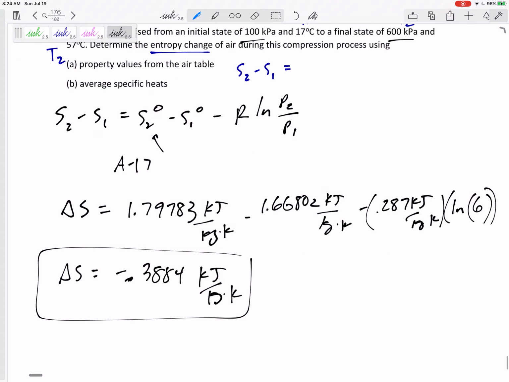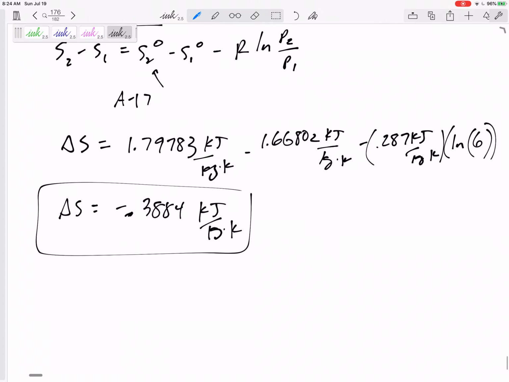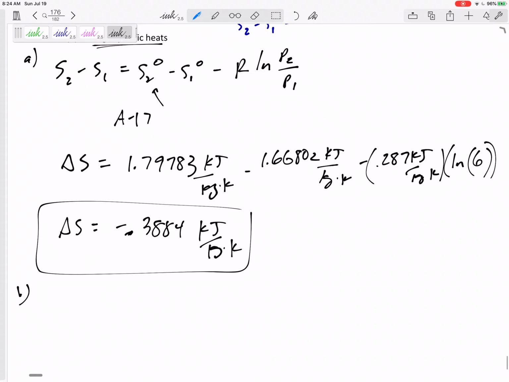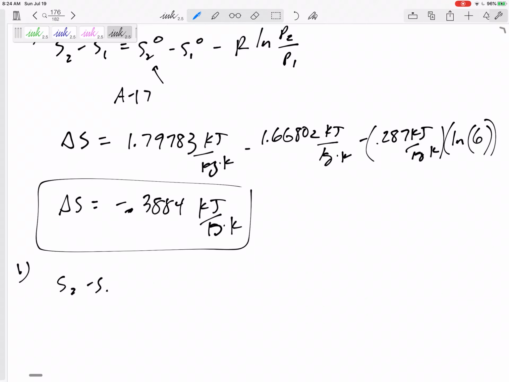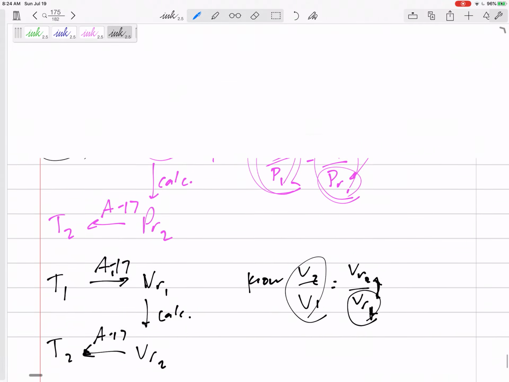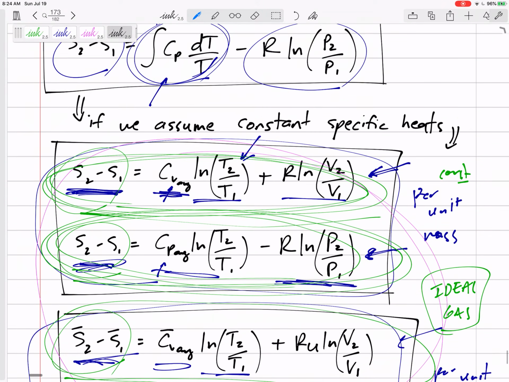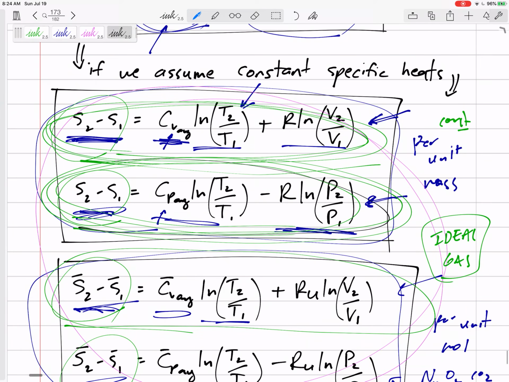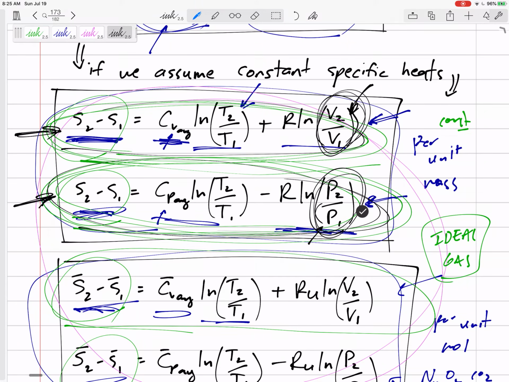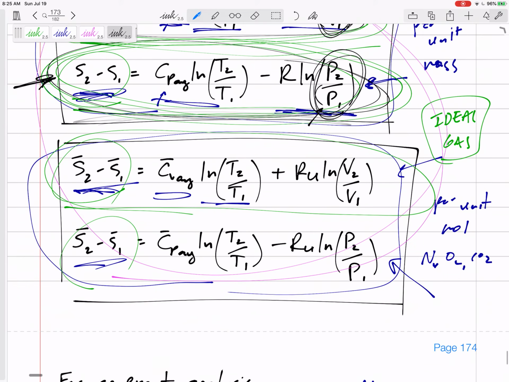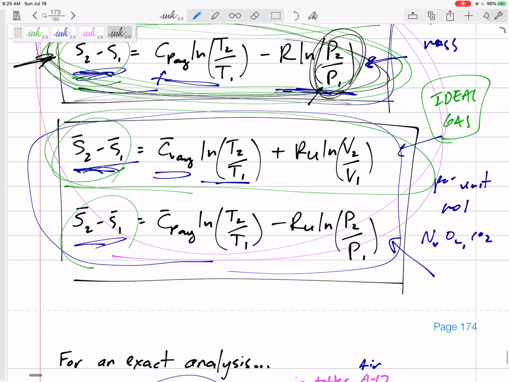Okay, what if we had used the average specific heats? So this was part A. What if we'd used this equation right here, S2 minus S1? All right, let's go back to our equations that we've written on a formula sheet. I've got this one and this one. Which one should we use? Well, we don't know the ratio of the volumes. We do know the ratio of the pressures. I'm going to use this one right here. S2 minus S1 equals Cp at the average temperature, ln T2 over T1.